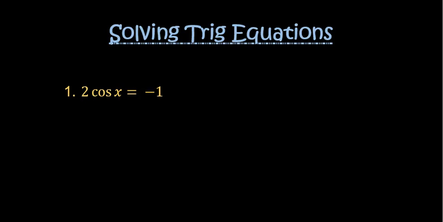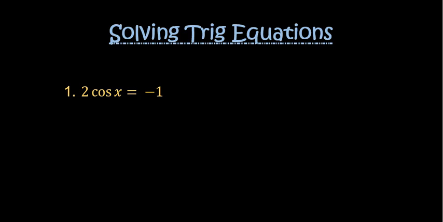Hi guys, this lesson is going to be on solving trig equations. Today we are going to find solutions in radians, just between 0 and 2 pi. There are other problems that ask you to find all solutions, and you write a formula for that. But today we're just going to be focusing on solutions between 0 and 2 pi.